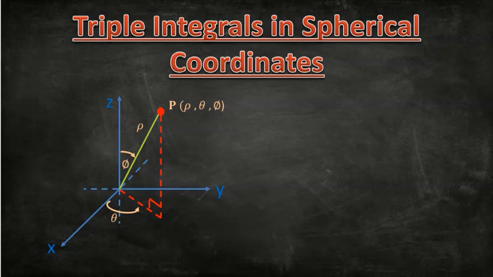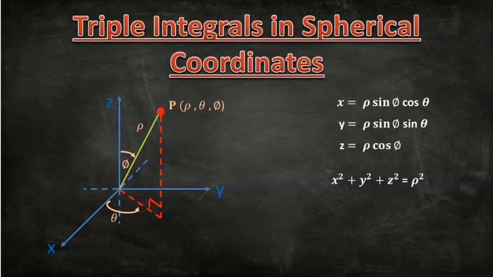Then the relationship between rectangular and spherical coordinates are as follows. x is equal to rho sine phi cos theta, y is rho sine phi sine theta, and z is rho cos phi. Then we also have that x squared plus y squared plus z squared equals rho squared. Also note that rho is a length and hence can either be 0 or positive, but can't be negative. Then phi extends by definition from the positive z-axis to the negative z-axis, in other words from 0 to pi.